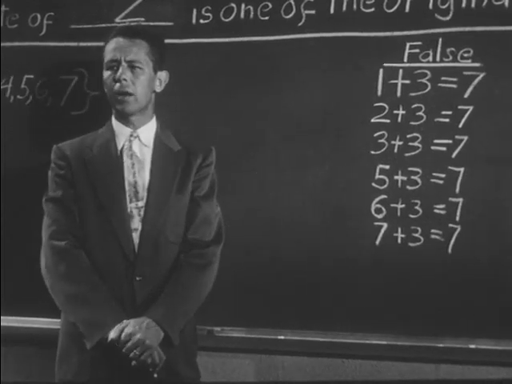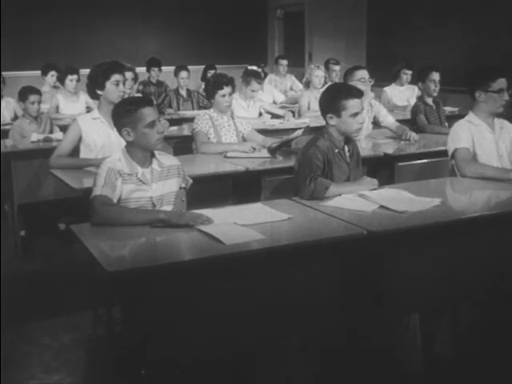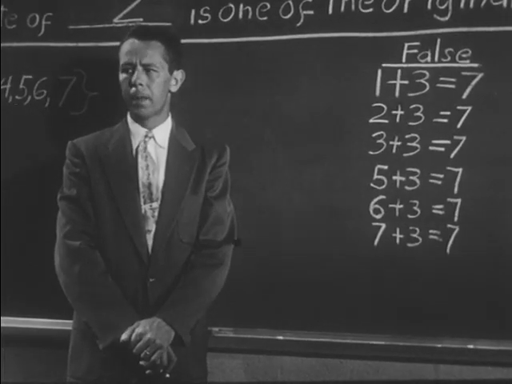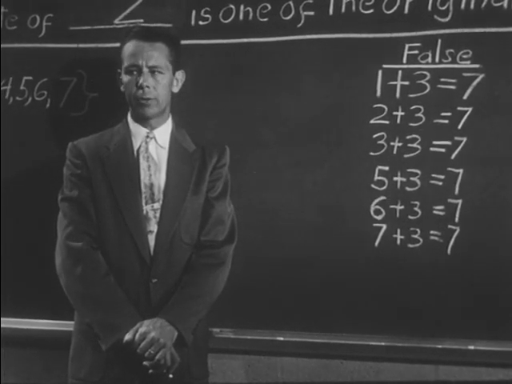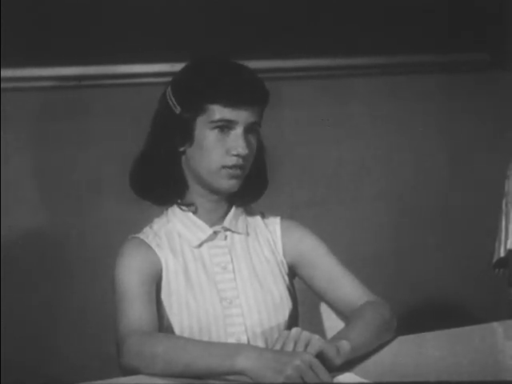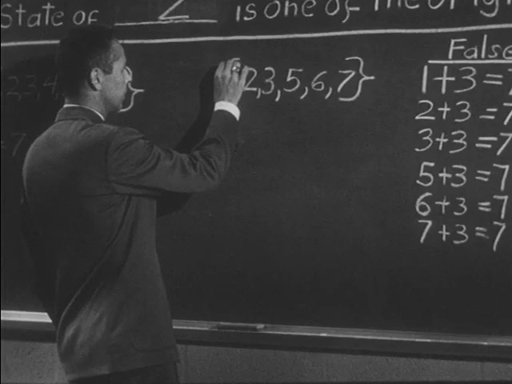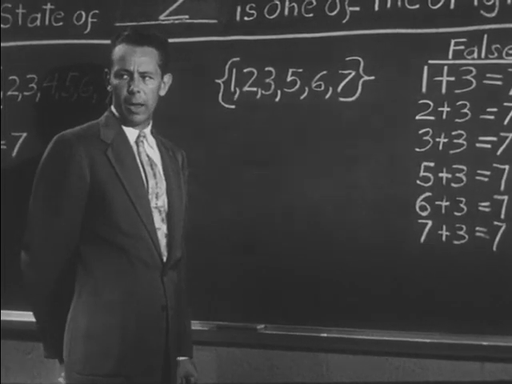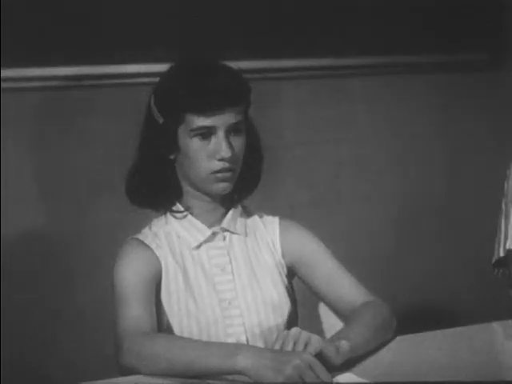Well, have we run out of possibilities for our variable? Sure. Yes. Martha, what numbers from our set did we use that gave us false answers? 1, 2, 3, 5, 6, and 7. Now, that's a set of numbers. They all have something in common. What is it? They all gave a false answer.